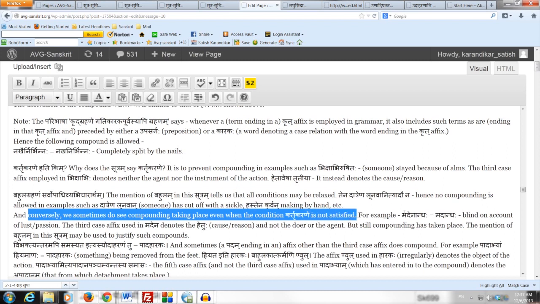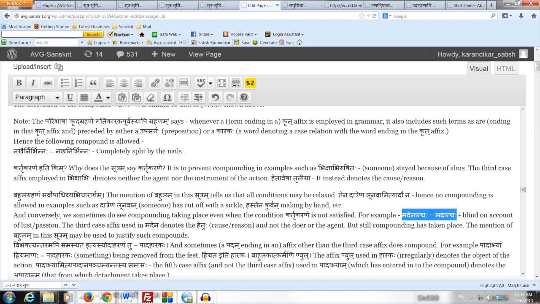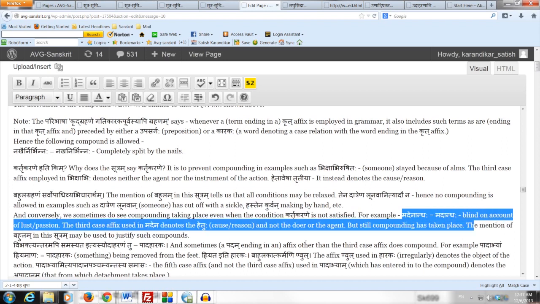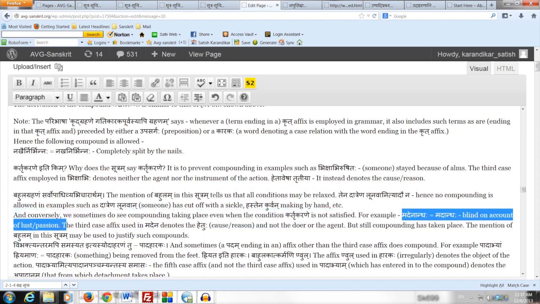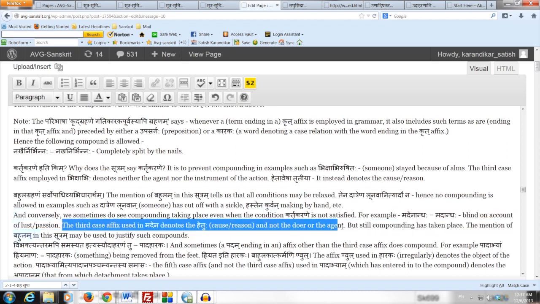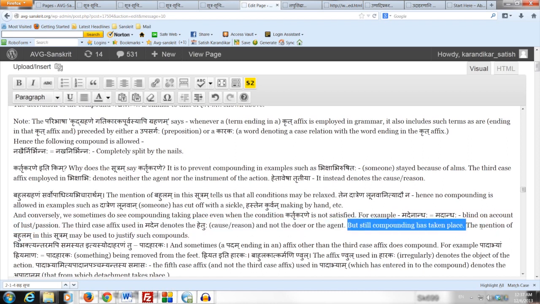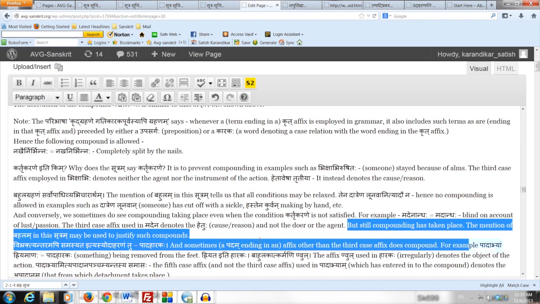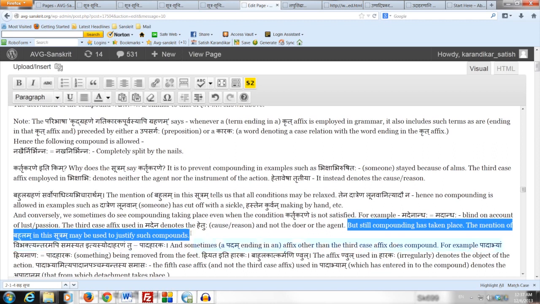For example, madena andha, madandha, blind on account of lust or passion. The third case affix used in madena denotes the hetu, cause or reason, and not the doer or the agent. But still compounding has taken place. The mention of bahulam in this sutra may be used to justify such compounds.